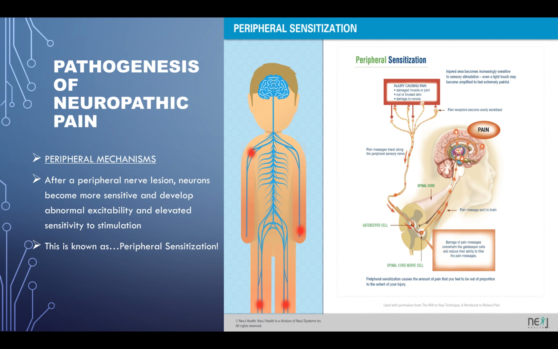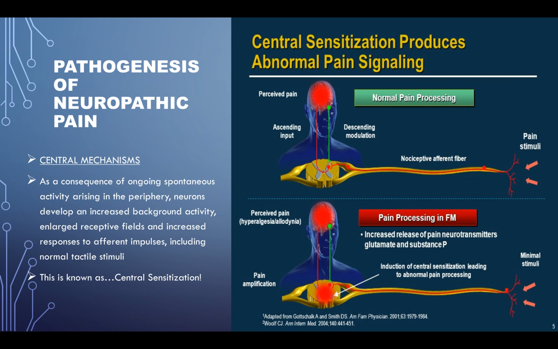After a peripheral nerve lesion, neurons become more sensitive and develop abnormal excitability and elevated sensitivity to stimulation. Remember, this is known as peripheral sensitization. Cool little image there, so I'll let you look at it, but the injured area becomes increasingly sensitive to sensory stimulation, so even a light touch may become amplified to feel extremely painful. Injury causing pain, such as damaged muscle or joint, or cut or bruised skin, goes up into the pain signal pathways and eventually can become centrally sensitized.